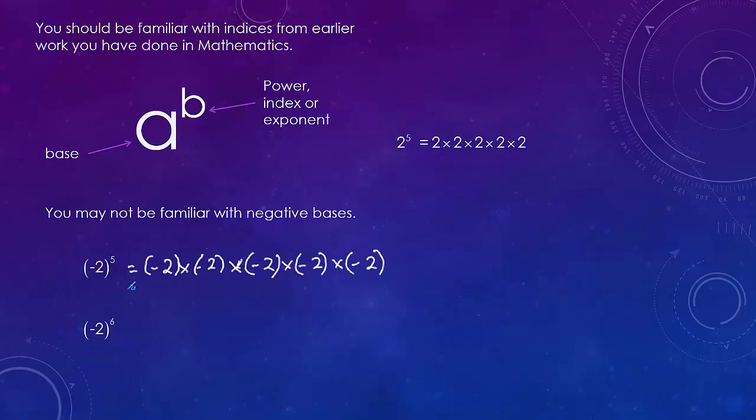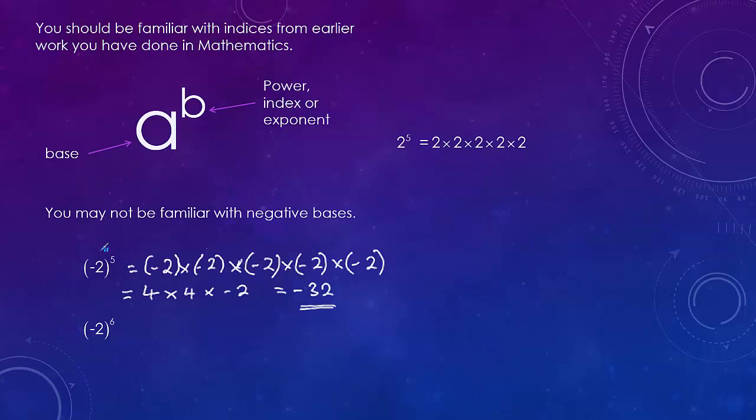Now, if we think about that, negative 2 times negative 2 would give me 4. So that's those two dealt with. Negative 2 times negative 2 would also give me 4. And then we're multiplying that by negative 2. So that would give me negative 32.